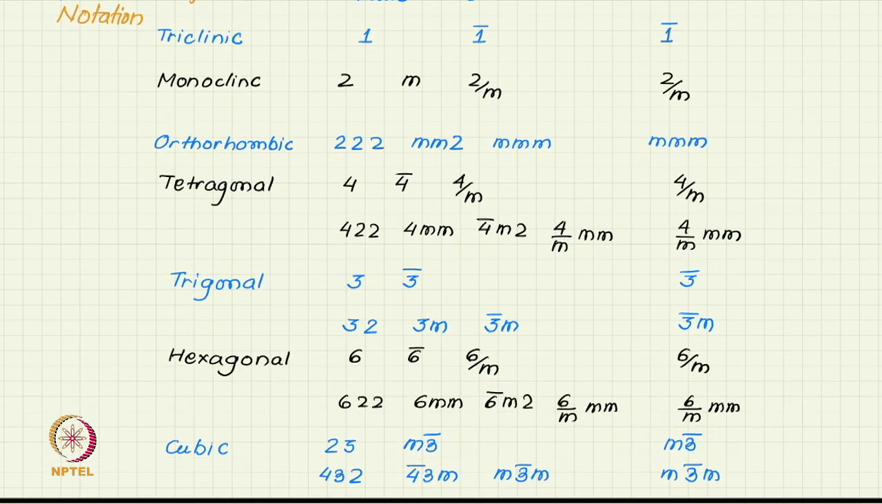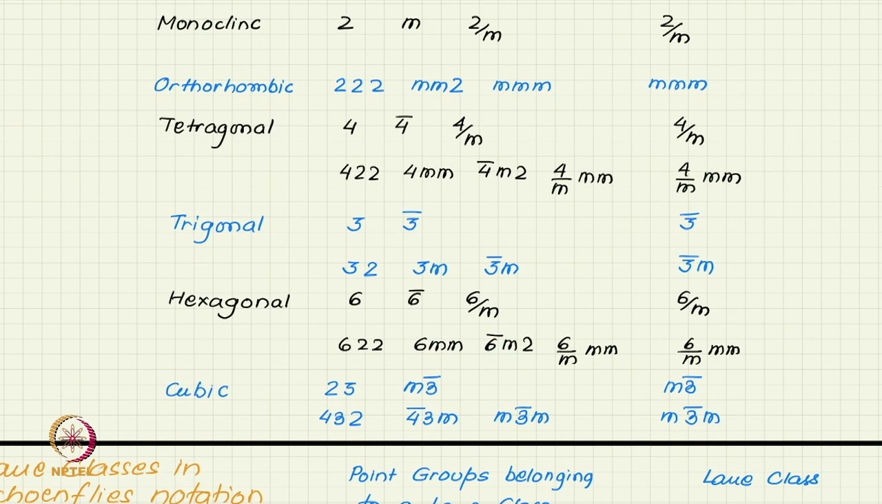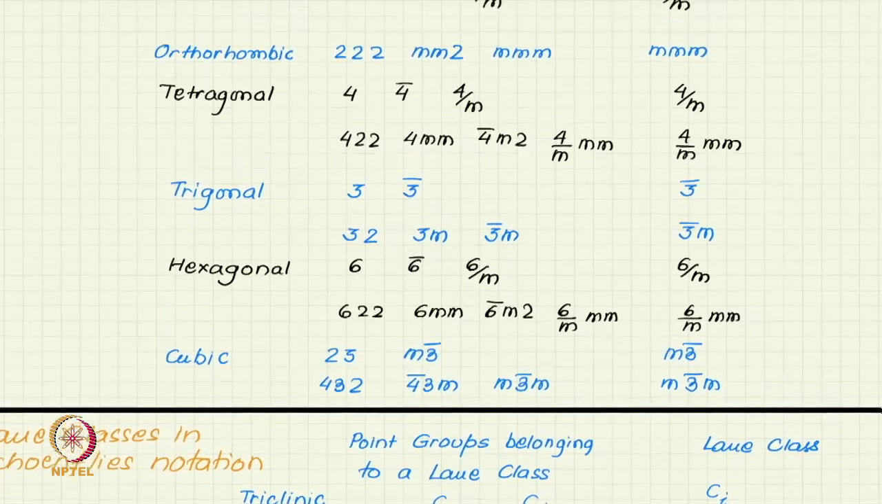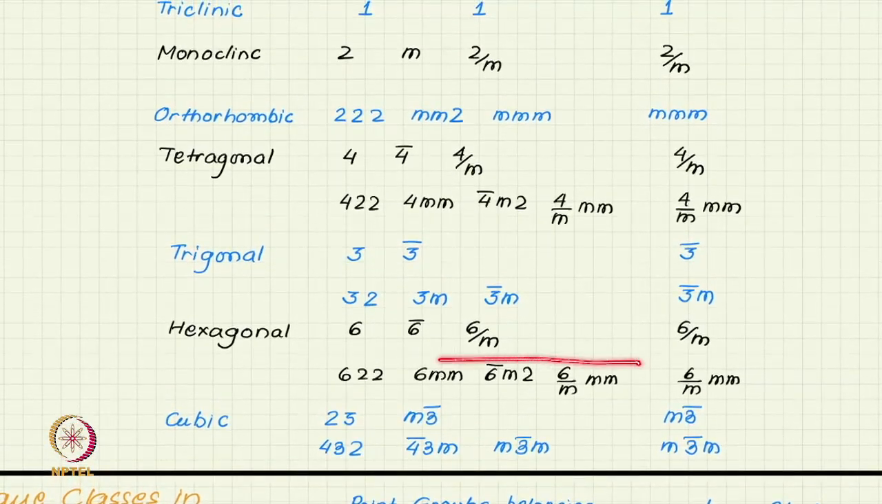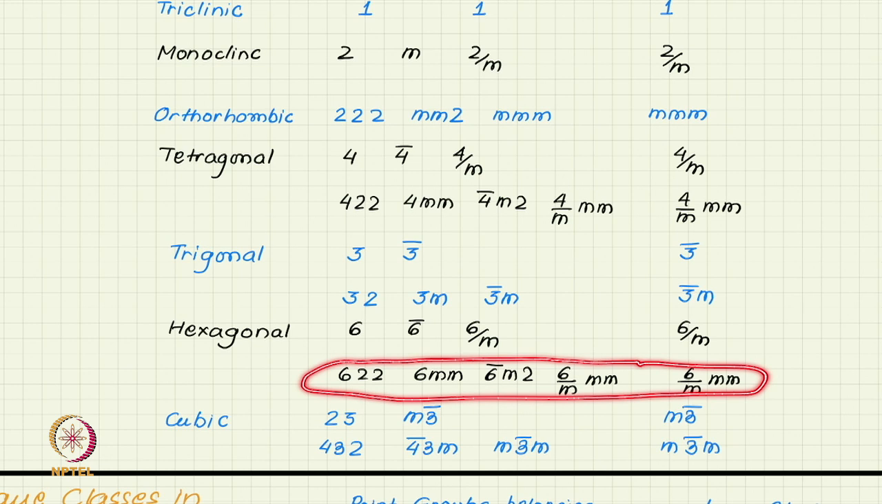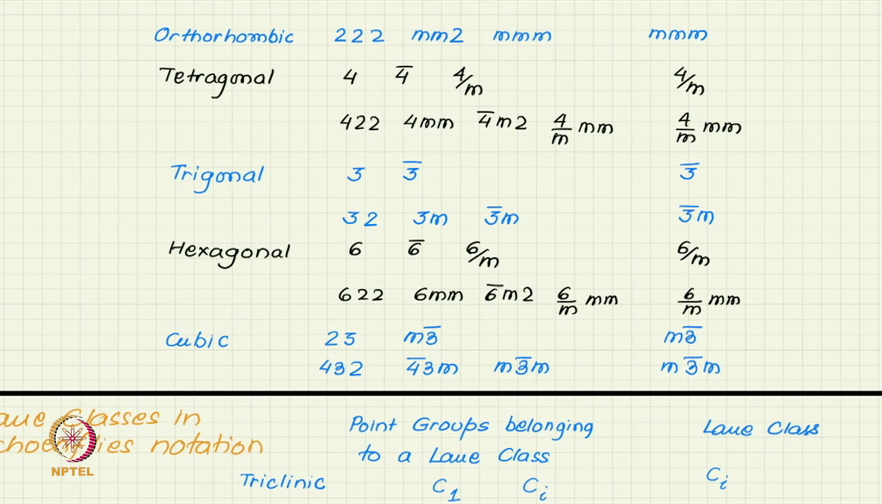Similarly, in the trigonal also we have 2 Laue classes represented by 3 bar and 3 bar m. In hexagonal, 2 Laue classes 6 by m and 6 by m mm. So, the Laue class 6 by m mm has 4 point groups shown here. In the cubic crystal system, we have again 2 Laue classes: 2 3 and m3 bar belong to m3 bar, and the other 4 3 2, 4 bar 3 m and m3 bar m belong to another Laue class.